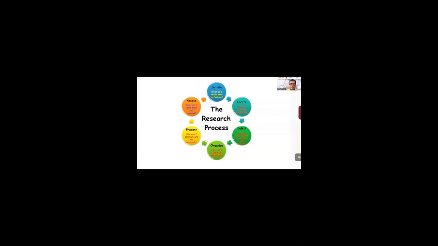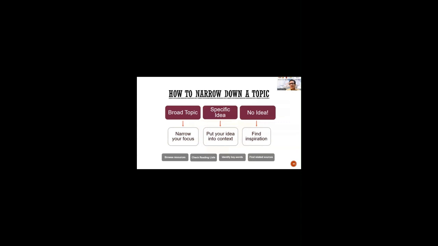So first of all, when you look at a topic, there is a broad area. Now, this broad area needs to be narrowed to be able to focus on what you want to do as a specific idea. Then put your idea into context, and if you have no idea, find inspiration. So, how does this happen?